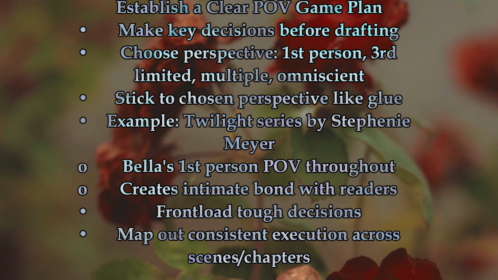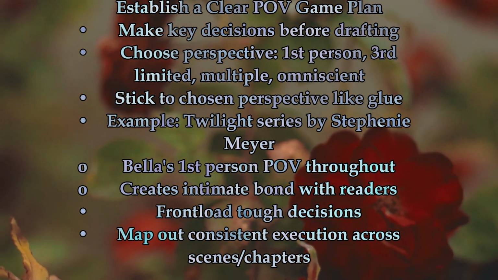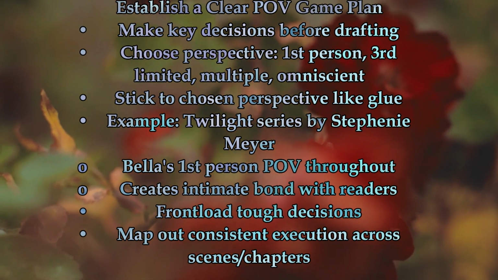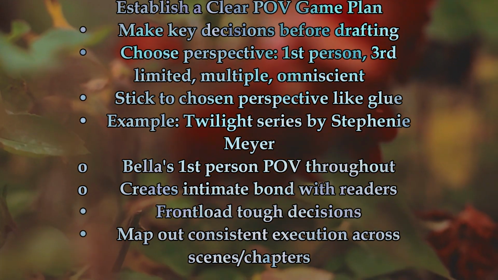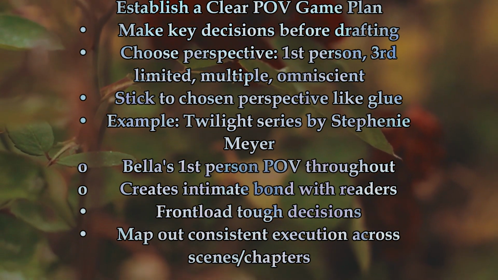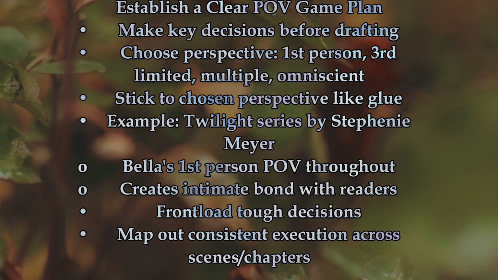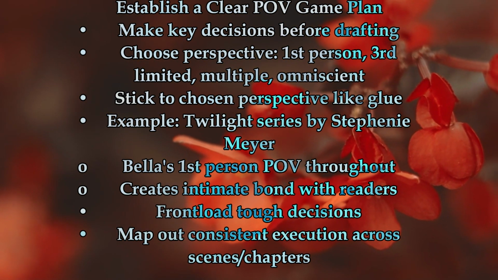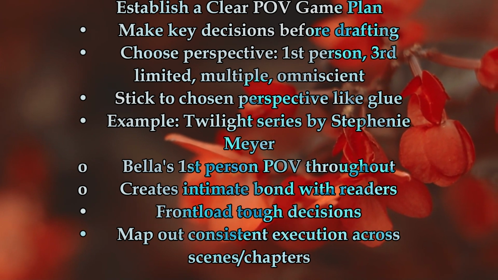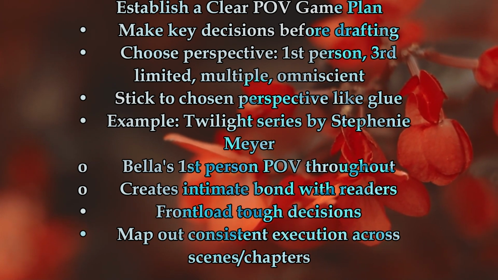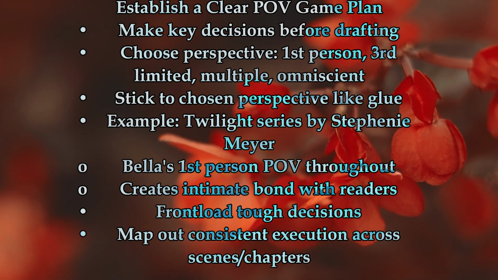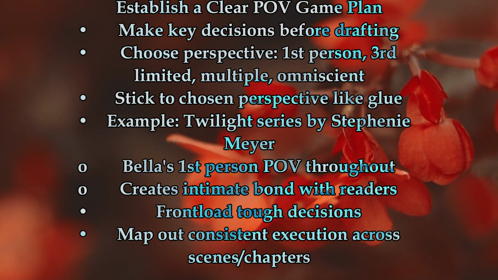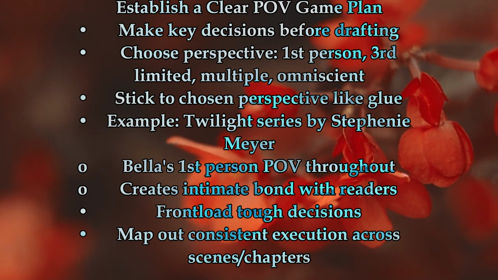Before she started drafting, Meyer made the crucial call to tell the story entirely from Bella's first-person point of view. No jumping into Edward's head, no omniscient bird's-eye view, just Bella's experiences, thoughts, and observations guiding us through the narrative. By committing hard to this perspective from the get-go, Meyer created an incredibly intimate bond between readers and Bella. We're not just watching her fall in love with a dreamy vampire, we're living it in all its breathless, angsty glory.